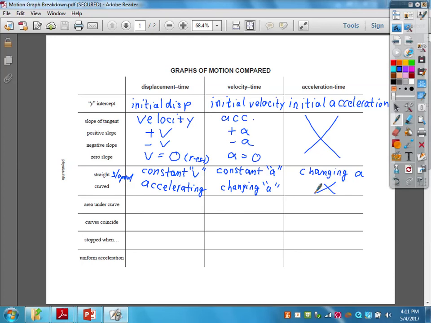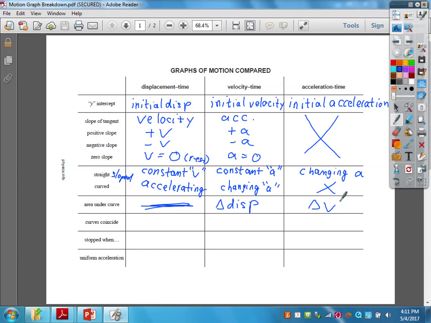The area under a curve on a displacement time graph means nothing. The area under a curve on a velocity time graph is the change in displacement. The area under a curve on an acceleration time graph is the change in velocity. I didn't say that back in that video with acceleration time. Again, an acceleration time graph doesn't tell you what the velocity is. It's telling you how the velocity is changing.